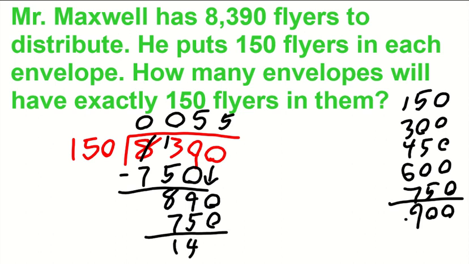Subtract. We get 140. That's the end of my number though, isn't it? If I keep going, I would get a decimal using that remainder, right? What's the question ask? How many will have exactly 150 flyers? So what that's looking for is the whole number, okay? So the 55 is my answer. Sometimes it'll ask for like how many are left over, and the 140 would be the answer, but this one's asking for just the full. Okay?